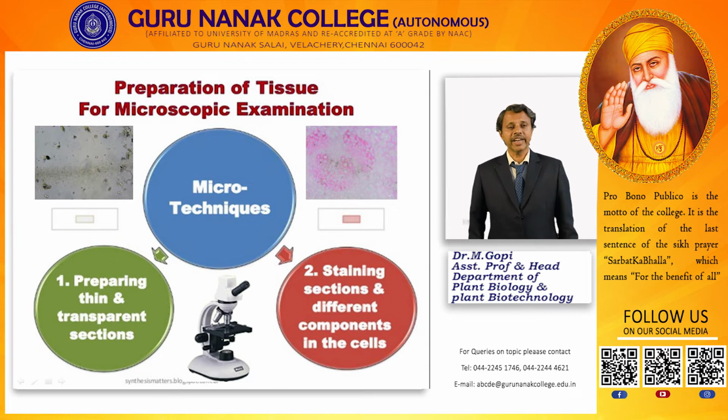Microtechnique consists of two steps or two phases. The first step is the preparation of thin and transparent sections. The next step is immersing them in stains. These two steps are involved in plant microtechniques.